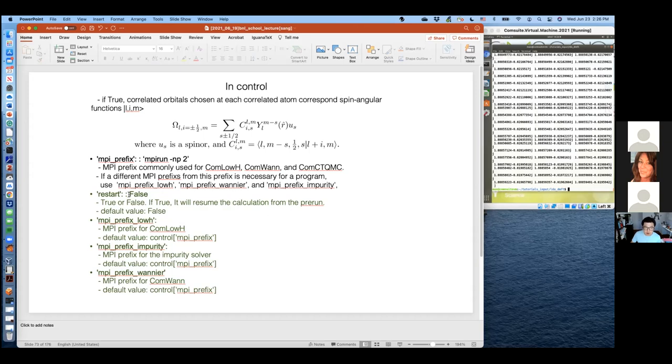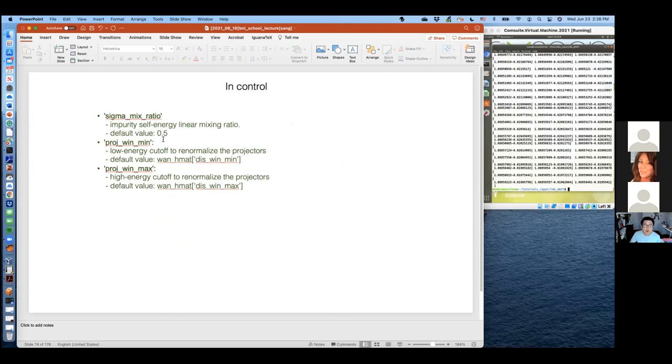We also have a restart option, and the default value is false. For the calculation, after we get the impurity self-energy, we do linear mixing of the impurity self-energy, but the default mixing ratio is 0.5. After we construct the Green's function, we can renormalize it by providing an energy cutoff. However, the default is that we don't do it, so this is not an important parameter.